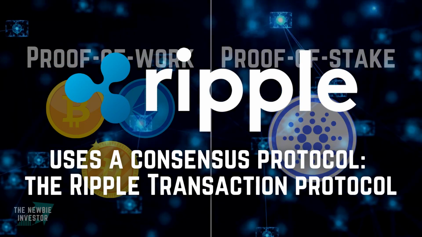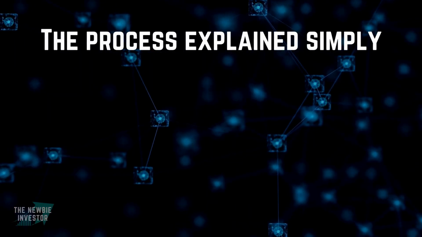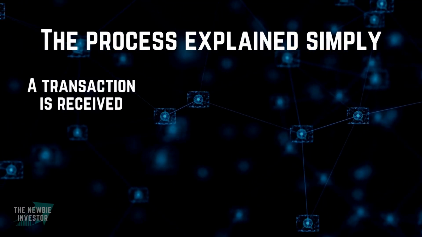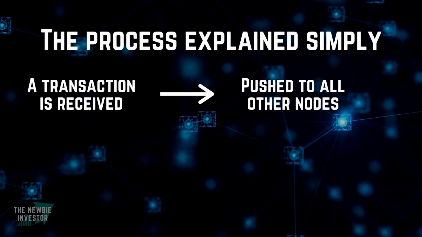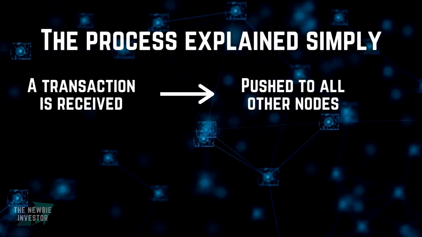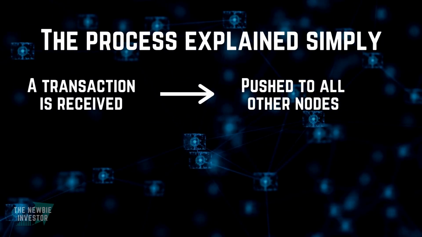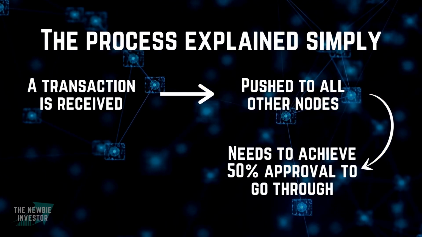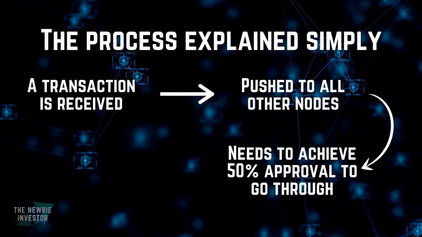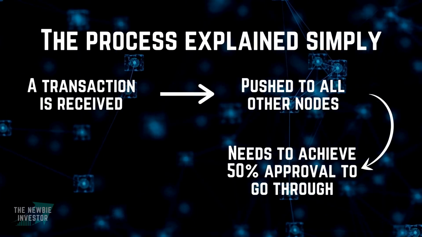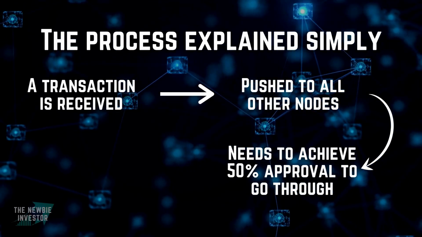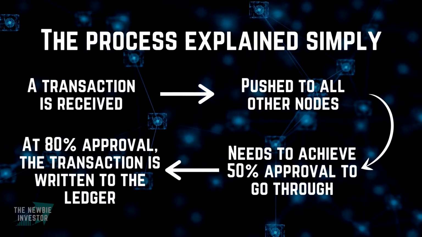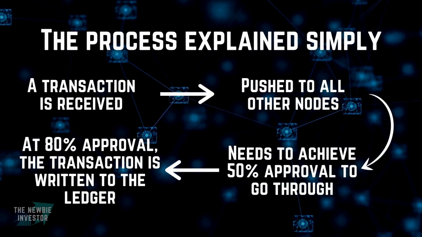the Ripple Transaction Protocol. This may be an oversimplification, but essentially what happens is that whenever a new transaction is received between two nodes, it is pushed to all of the nodes or validators on the network so that it can be approved. The first level, sort of a checkpoint, is an approval of 50%, meaning that 50% of all of the nodes on the Ripple network have approved the transaction. If the transaction achieves that, it gets pushed further and further to achieve a higher and higher level of approval. Finally, the transaction becomes legitimate and is written to the Ripple ledger once it achieves an 80% approval rate.